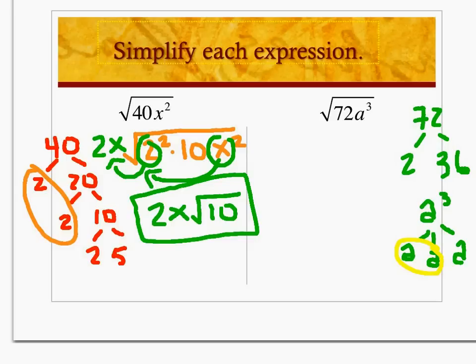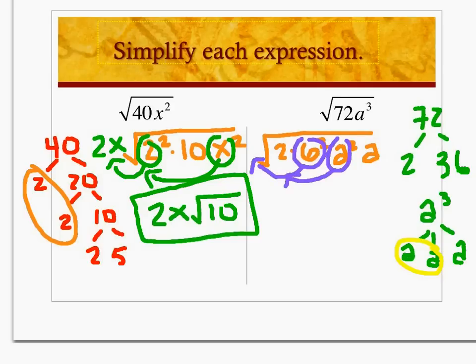So I can rewrite this as 2 times 36, remember 36 is 6 squared, and a squared times a. So now everything that's squared will hop out, so this guy will hop out, this guy will hop out. So I'm going to get 6a on the outside. Everything that doesn't pair up stays on the inside, so I get 2a left on the inside.